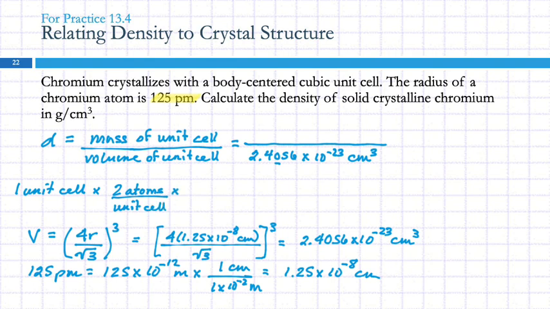Well, we've got a molar mass from the periodic table that's in grams per mole. How many moles of atoms is 2 atoms? Well, 1 mole is Avogadro's number of atoms.